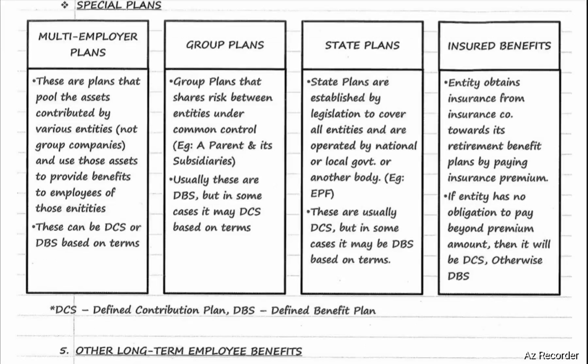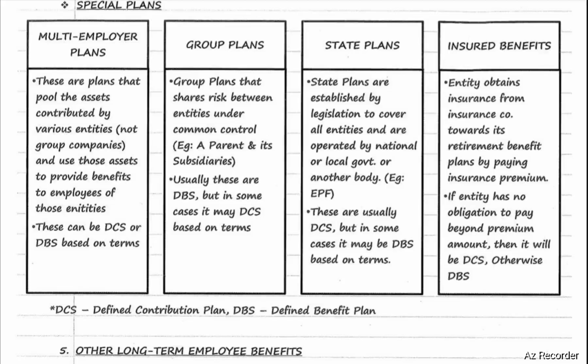State plans. State plans are established by legislation to cover all entities and are operated by national or local government or another body. Example, Employee Provident Fund. These are usually defined contribution plans, but in some cases they may be defined benefit plans based on terms.